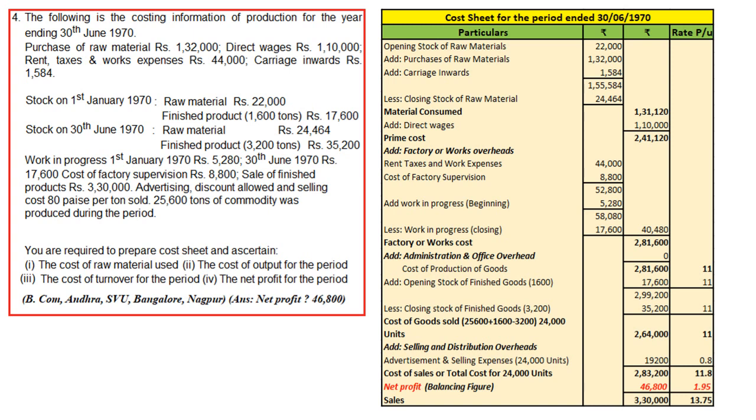25,600 tons of commodity. So when you calculate per unit, we are getting 11 rupees. So 1,81,600 divided by 5,600 will get 11 rupees. To this, we are adding opening stock of finished goods, 1,600 tons, their value is given 17,600. Per unit is 11. And minus closing stock of finished goods, 3,200, that is per unit 11. Clear? 35,200 total cost, per unit 11 rupees.